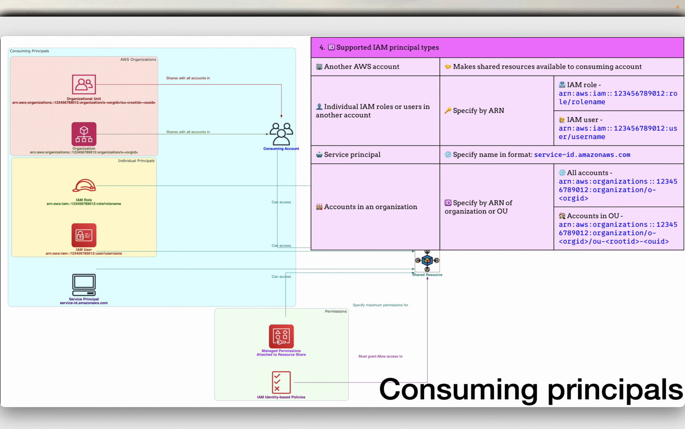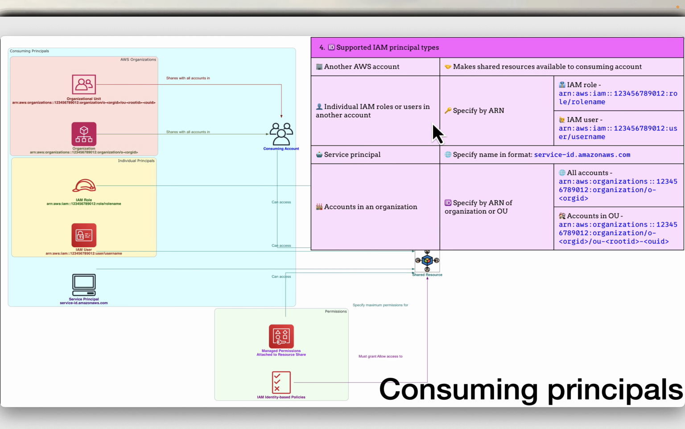Okay, AWS RAM supports the following IAM principal types as consumers of resource shares. First is another AWS account. The resource share makes the included resource in the sharing account available to the consuming account. So this is just an altogether different account. Then you have individual IAM roles or users in another account. Some resource types support sharing directly with individual IAM roles or users, and you specify this principal type by its ARN. So this is the example.